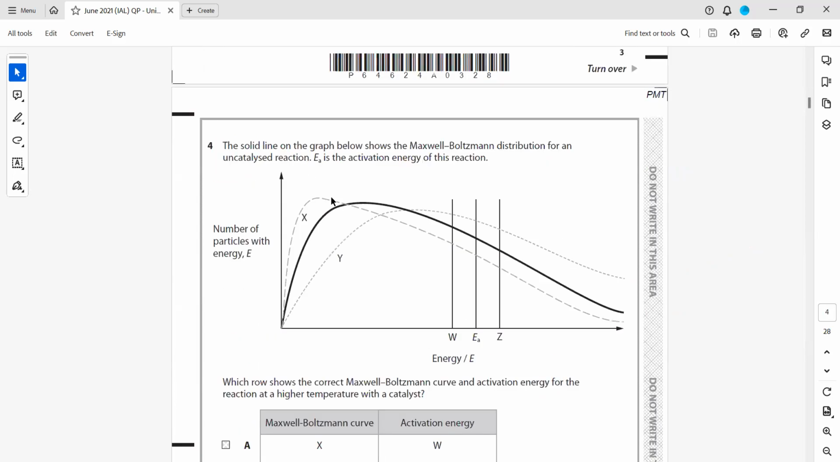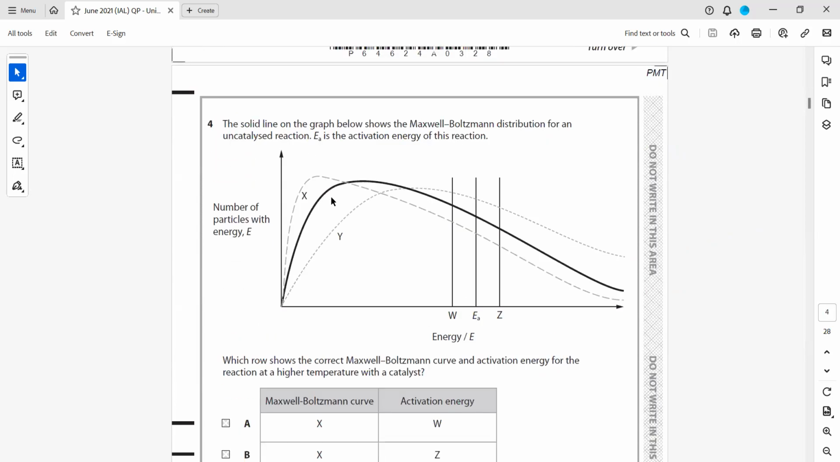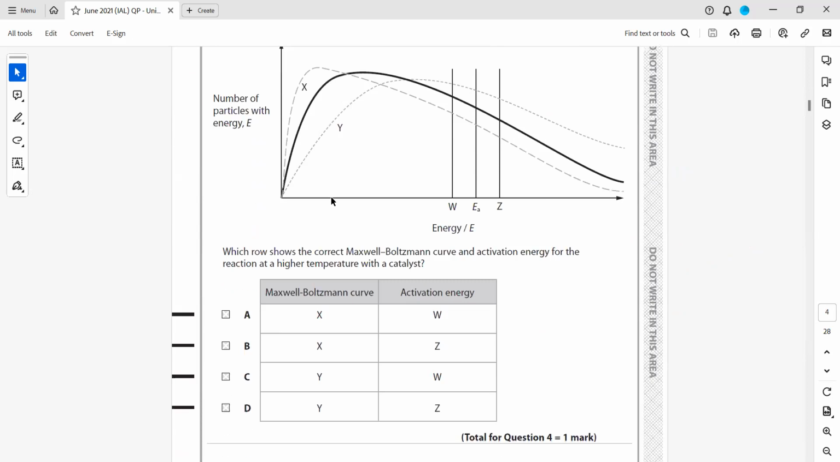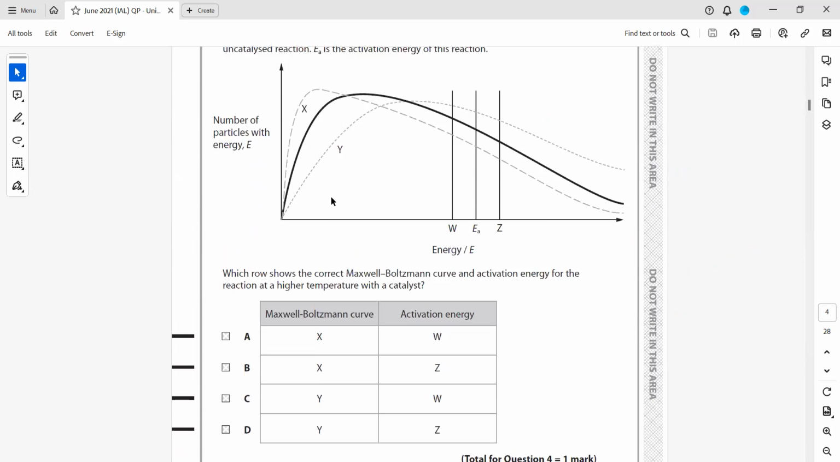The solid line of the graph below is a Maxwell-Boltzmann distribution. A Maxwell-Boltzmann distribution graph shows how the energy is distributed among the particles. Which row shows a correct Maxwell-Boltzmann curve and the activation energy of a reaction at a high temperature with catalyst? This graph, the continuous graph, is the original one.